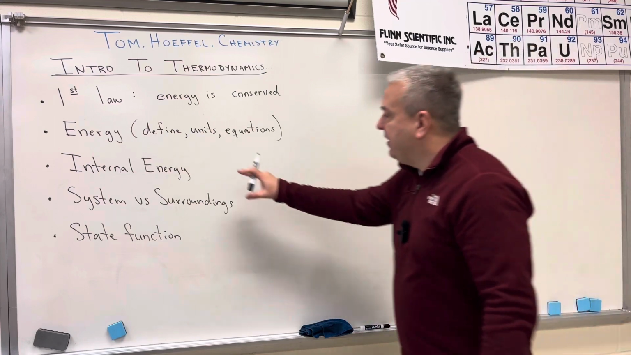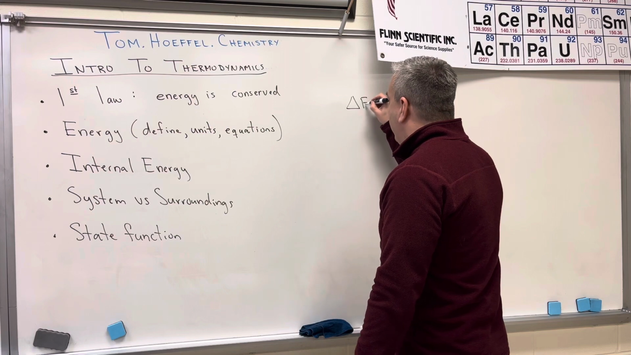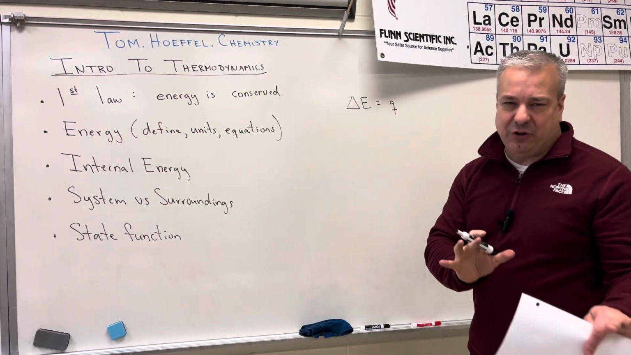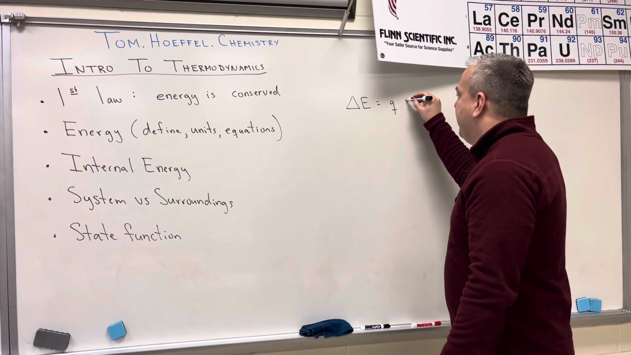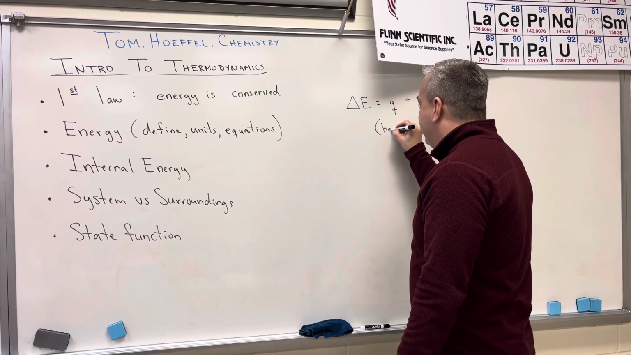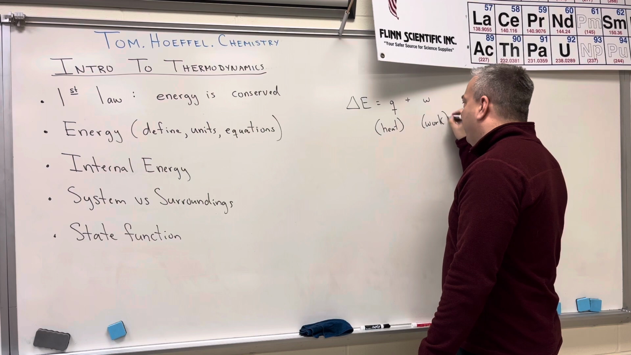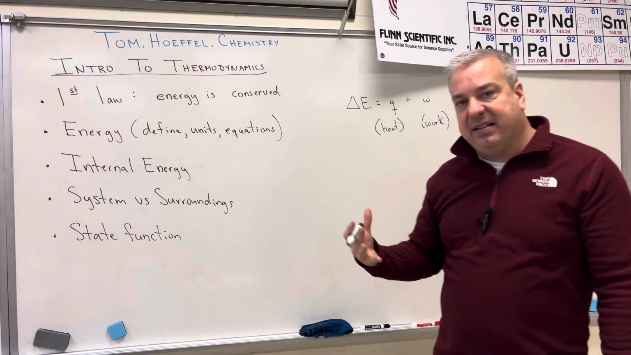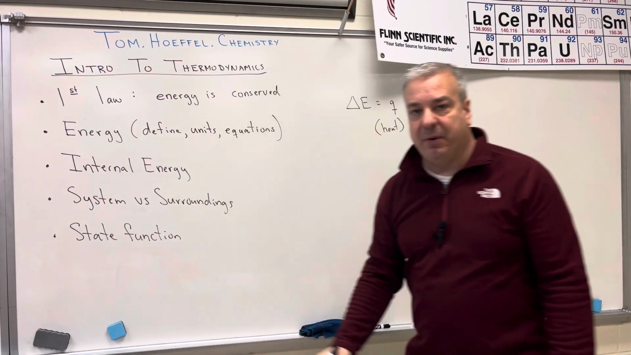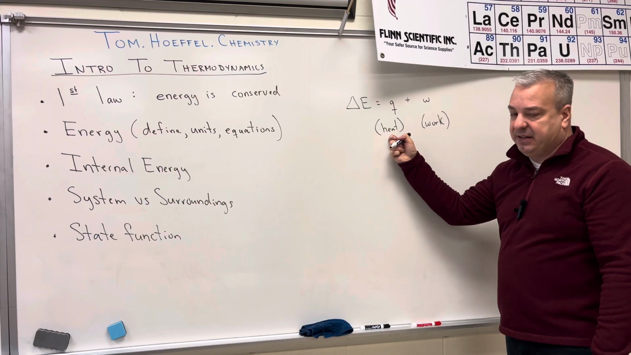Okay, so let's get to the internal energy equation. The internal energy equation is equal to Q plus W, and this is the way I write my Q, so you don't have to draw it this way. Q is heat, and W is going to be work. And this really brings us back to the definition of energy. Remember, it's the capacity to do work or transfer heat.